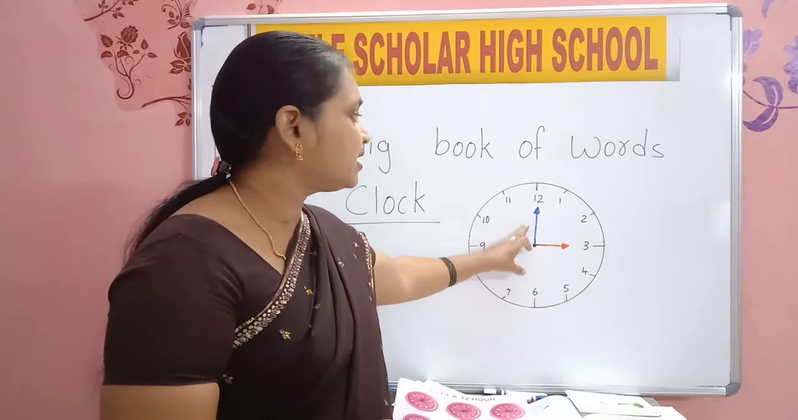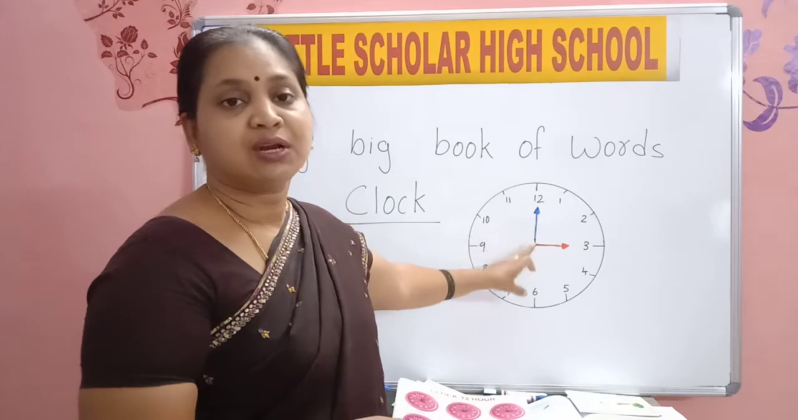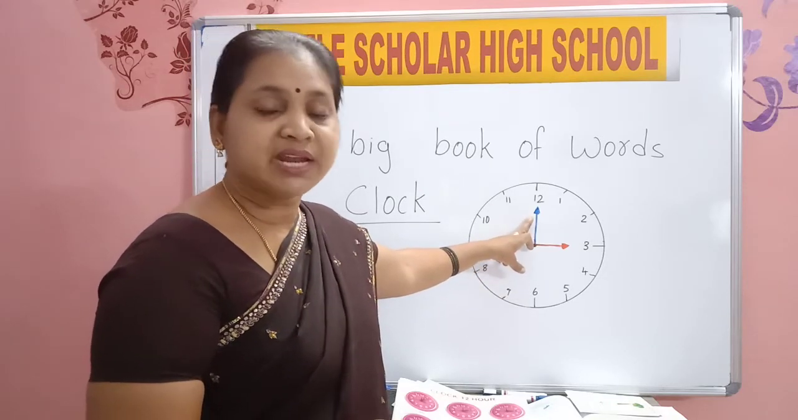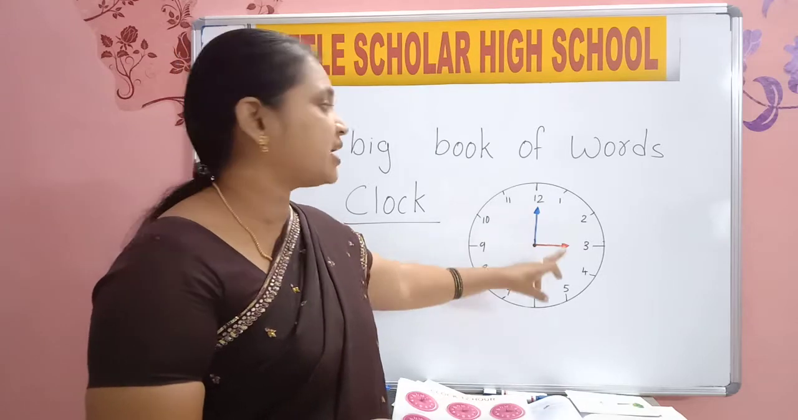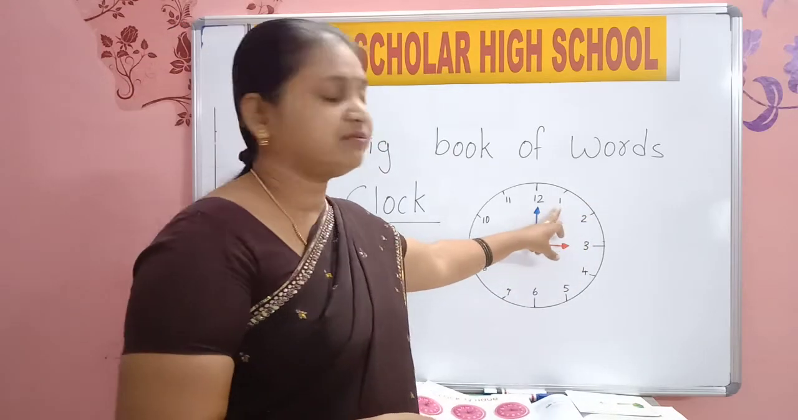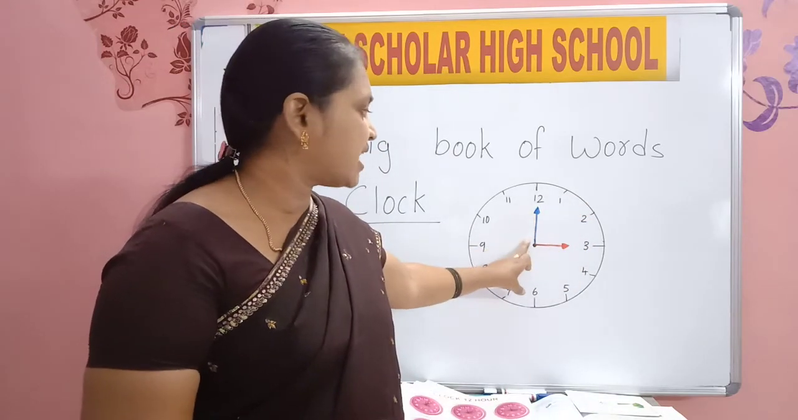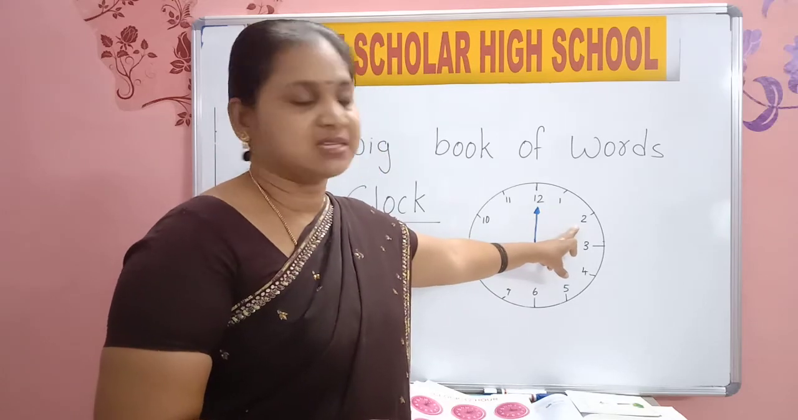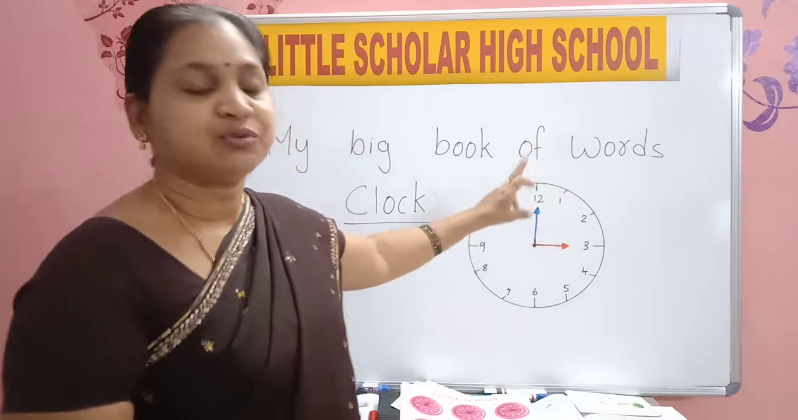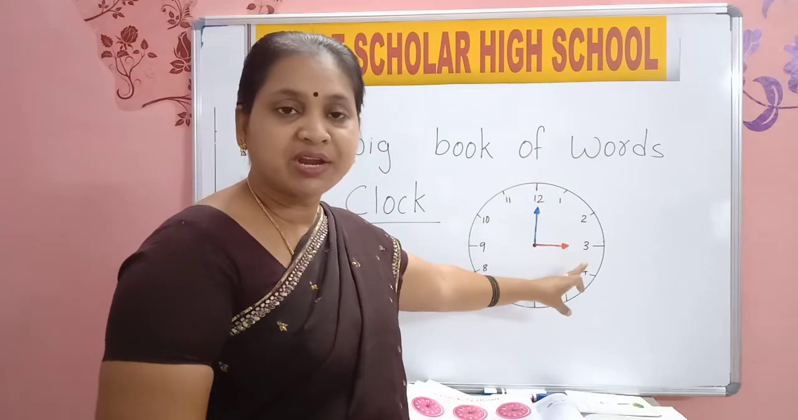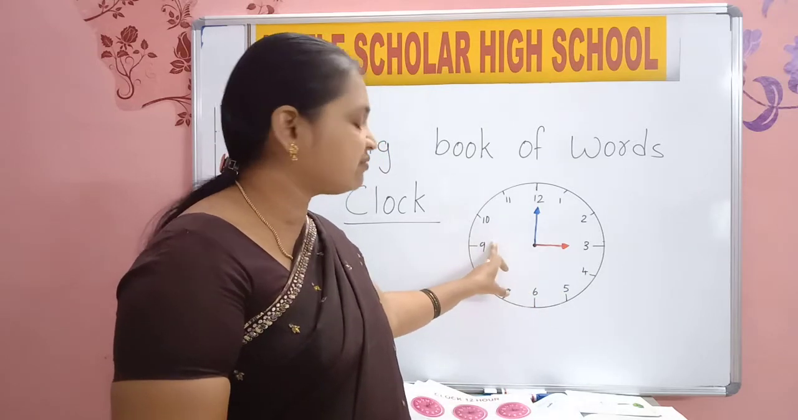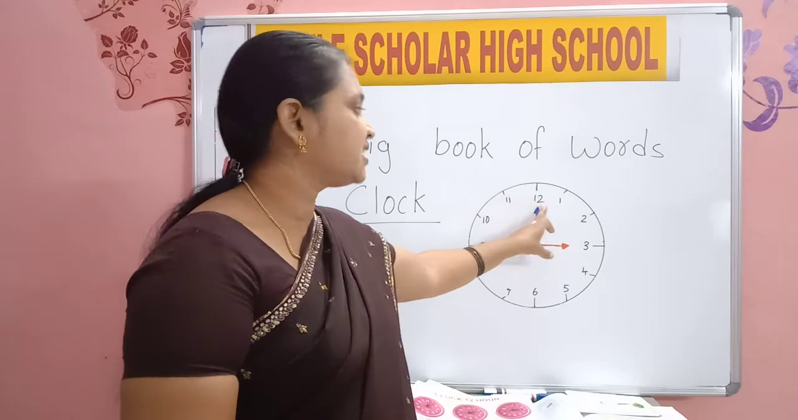The long hand is known as the minute hand. It will show minutes. If it is on 1, we will say 5 minutes. This minute hand, if it is on 2, 10 minutes. If it is on 3, 15 minutes. So 5, 10, 15, 20, 25, 30, 35, 40, 45, 50, 55, 60.